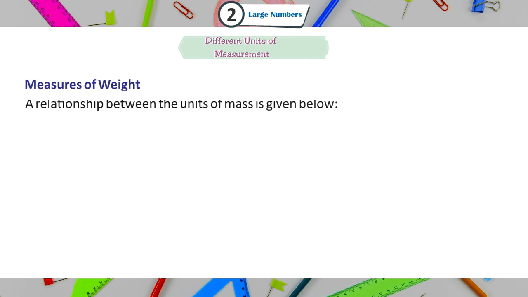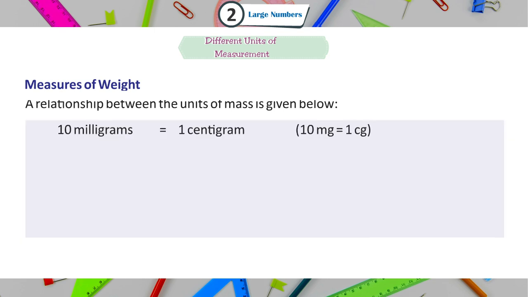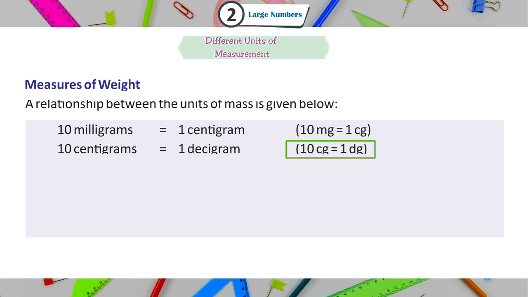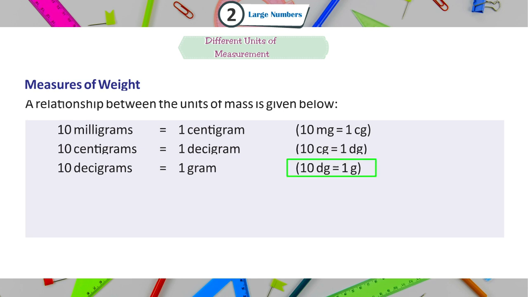Measures of weight. A relationship between the units of mass is given below. 10 milligrams is equal to 1 centigram, 10 mg is equal to 1 cg. 10 centigrams is equal to 1 decigram, 10 cg is equal to 1 dg. 10 decigrams is equal to 1 gram, 10 dg is equal to 1 g.